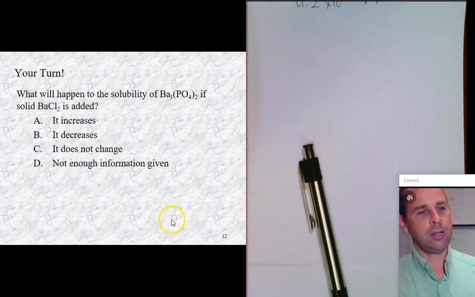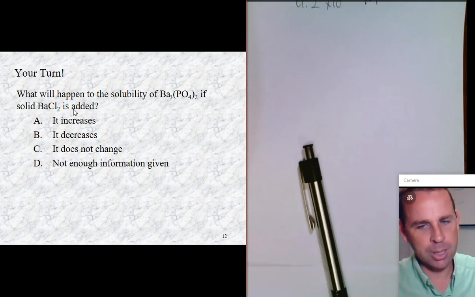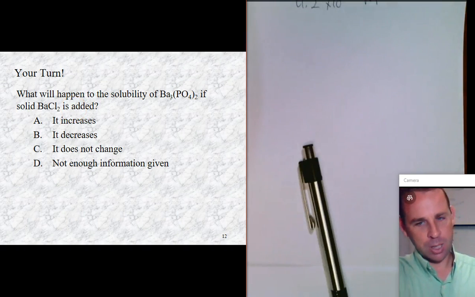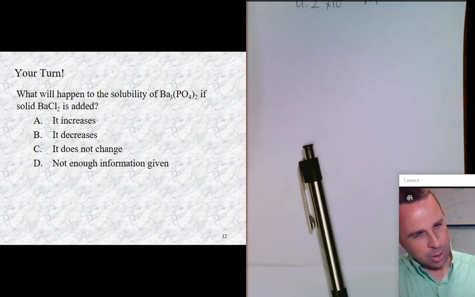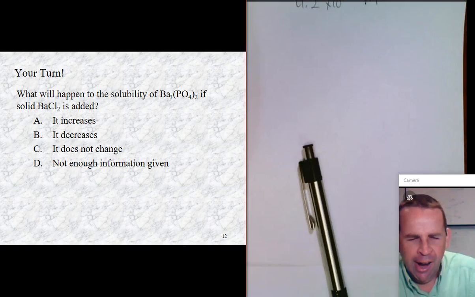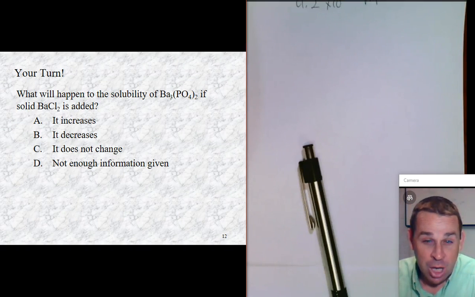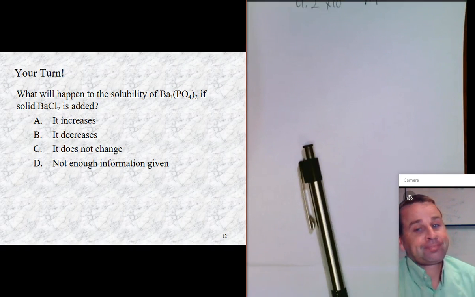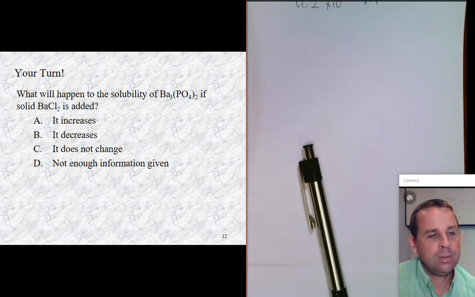All right, very good. So what happens to the solubility of barium phosphate if solid barium chloride is added? Does it improve the solubility, or does it increase the solubility, or does it not change? And I'll give you a hint. The answer is not D. All right. Talk to your neighbor. 13 seconds.